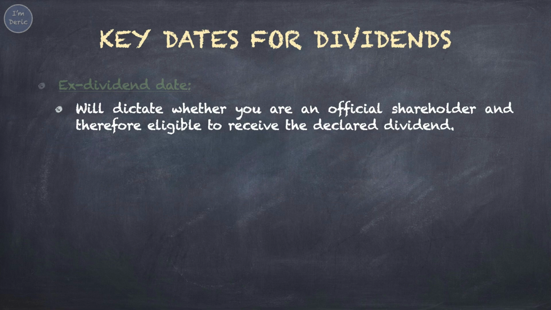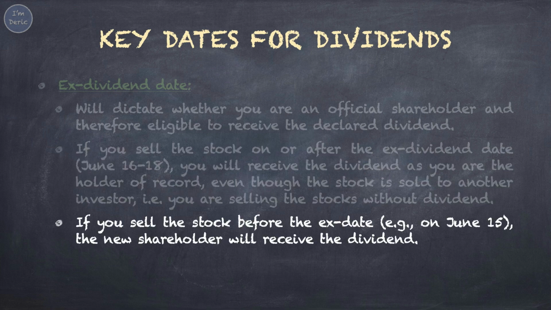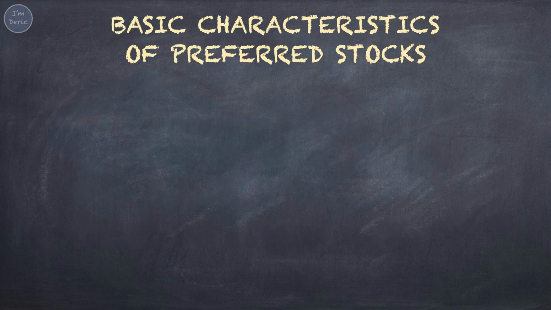Ex-dividend date will dictate whether you are an official shareholder, and therefore eligible to receive the declared dividend. If you sell the stock on, or after the ex-dividend date, that is from June 16th to 18th, you will receive the dividend, as you are the holder of record, even though the stock is sold to another investor. In other words, you are selling the stocks without dividend. If you sell the stock before the ex-dividend date, for example, on June 15th, then the new shareholder will receive the dividend. Simply speaking, if you are a buyer and you want to receive the dividend, you must buy the shares before ex-dividend date. Preferred stocks are also called preference shares.